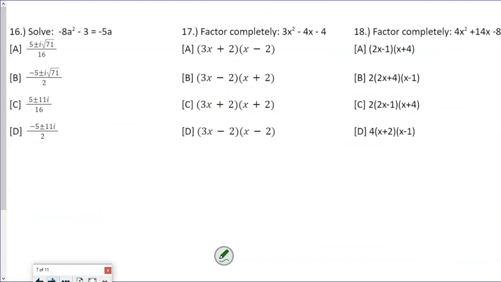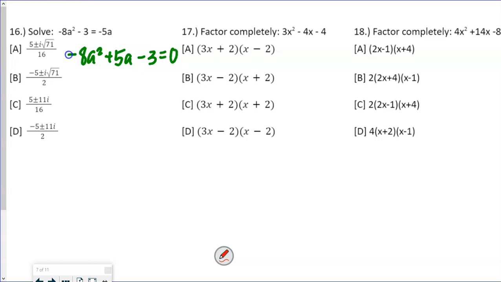So now we're on number 16. This one says solve. And by the way, if you can see all the answers, y'all, look like the quadratic formula, then you should probably use the quadratic formula, okay? So the first thing I'm going to do is move that 5a to the other side of the equal sign. So we got negative 8a squared minus 5a, nope, plus 5a, right? Because we're going to move it to the other side. Minus 3 equals 0, okay?